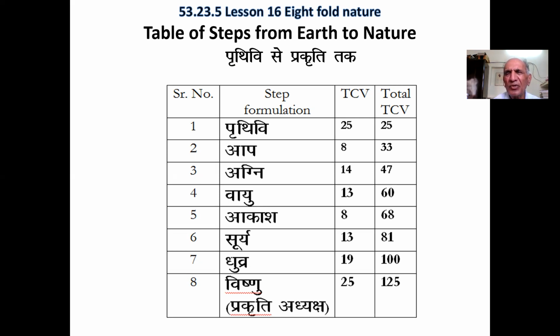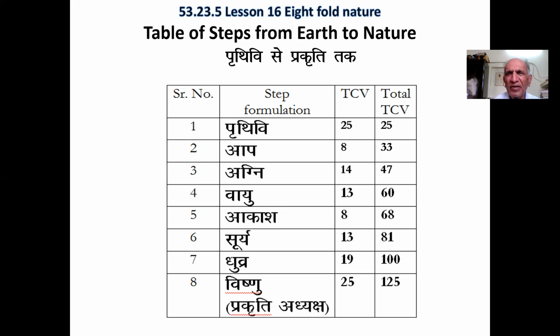Therefore, this table of eight steps from earth to nature, as is the total TC value tabulated, it is 125, and it is the age of Sri Krishna. Now, this age in mundane units is going to be like the lifespans of human beings. However, this as transcendental units is of yuga units.